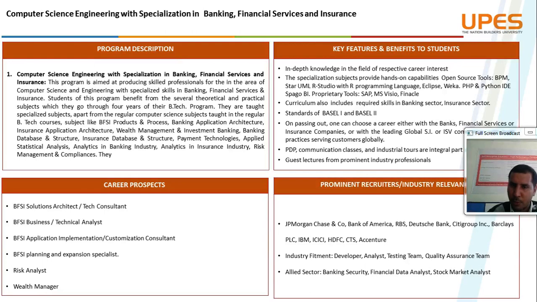For instance, JP Morgan, RBS, Deutsche Bank, Citigroup, Barclays, they'll be very happy to have people who have knowledge about computer science and also about the banking processes, because the banking and finance industry is one of the most lucrative industries across the world, right? So they want software created for them, they want analytics created for them. So you could be a potential candidate for these people if you undergo this particular branch.